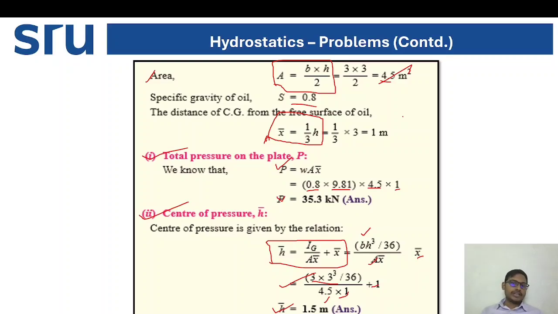X bar is equal to 1 by 3 into H, that is 1 by 3 into 3, that is 1 meter. We know that P is equal to WA into x bar, that is 0.8 into 9.81 into 4.5 into 1, that is 35.3 kilonewtons. And center of pressure is nothing but Ig, that is 3 into 3 cube by 36, divided by 4.5 into 1, plus 1.